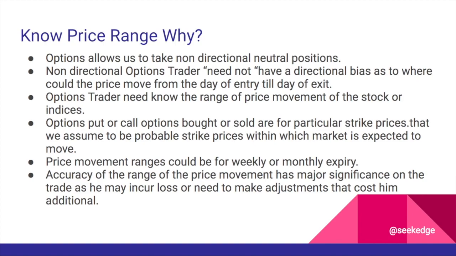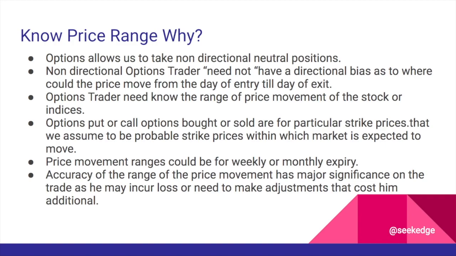So that is a way that options allow us to take non-directional neutral positions. But the option trader needs to know the range of the price movements of the stock or the indexes. He needs to know how much the price can move up or down. He does not know where it's going to move, but he needs to know a range in order to make non-directional or neutral trades in options. So the put or the call is bought or sold depending on the strategy that is being used. They're bought or sold at particular strike prices, which we assume are the probable strike prices within which the market is expected to move in the time period.